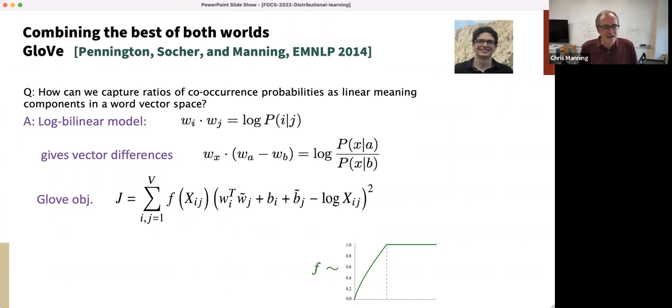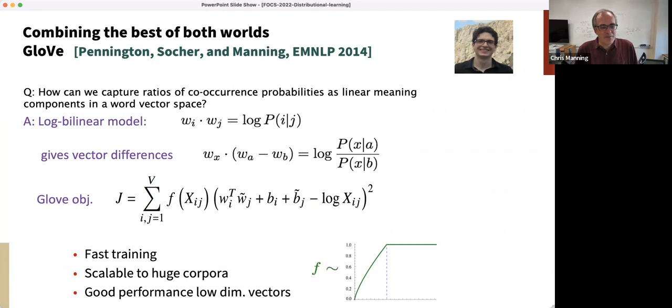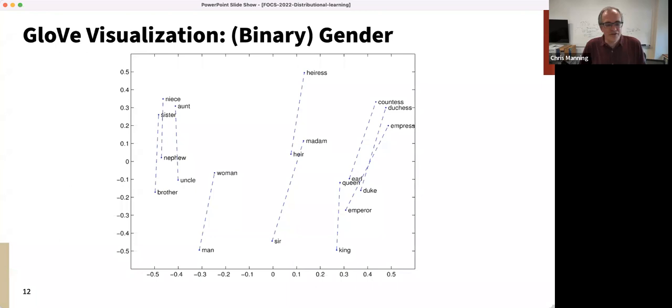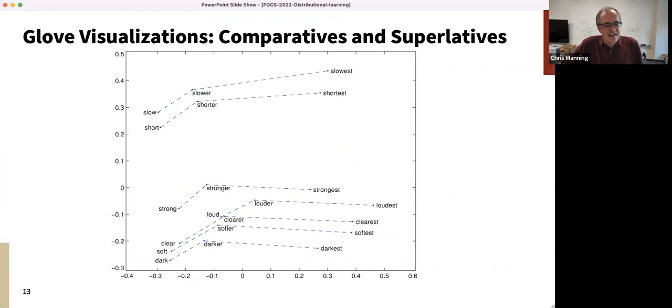And that works great, fast training off one matrix, very scalable, produces good word vectors. And so here are some examples of the kind that we can see here. So this is a whole bunch of the gender pairs, which are pretty good at being in linear direction. Here's a different, more syntactic one. So here goes from positive comparative to superlative adjectives.